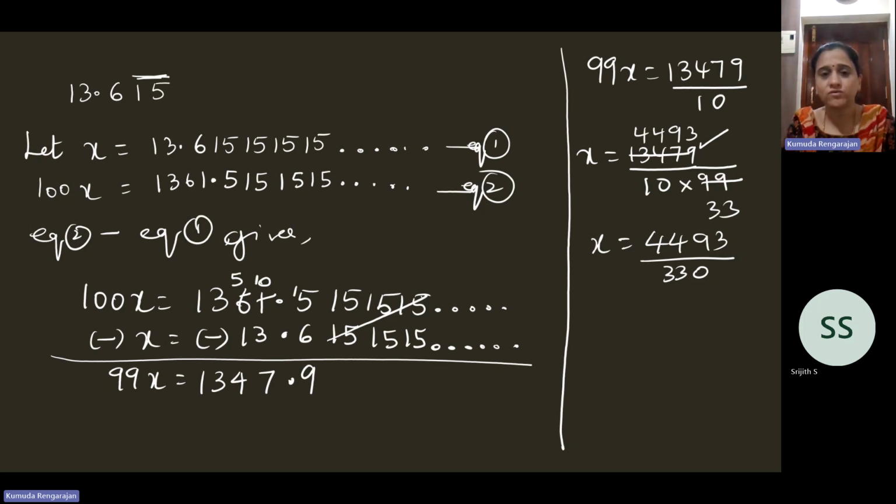So if you can reach out for a calculator, grab the calculator and find the value of 4493 divided by 330. And the calculator shows 13.61515. You can't see it. 13.6151515 going on forever. This calculator can show only 14 digits. So that does not mean it's a terminating decimal.